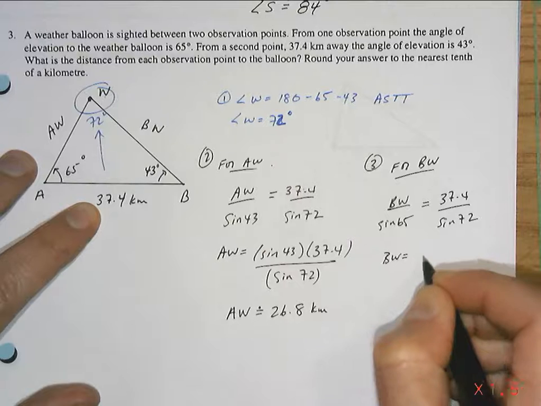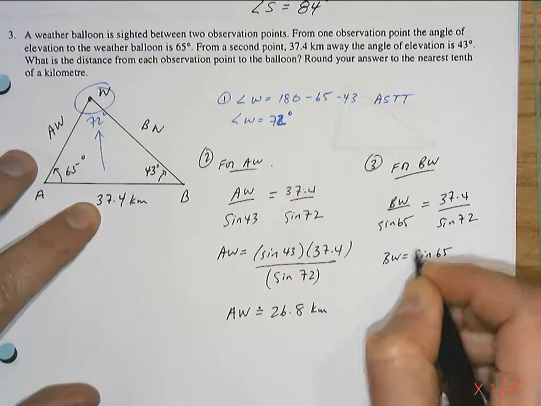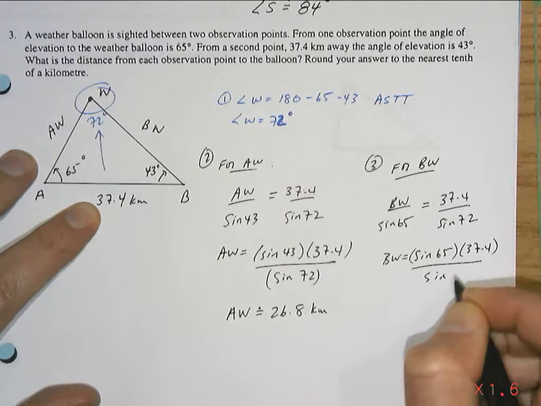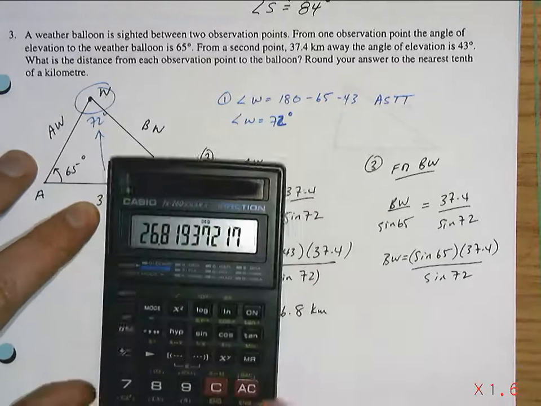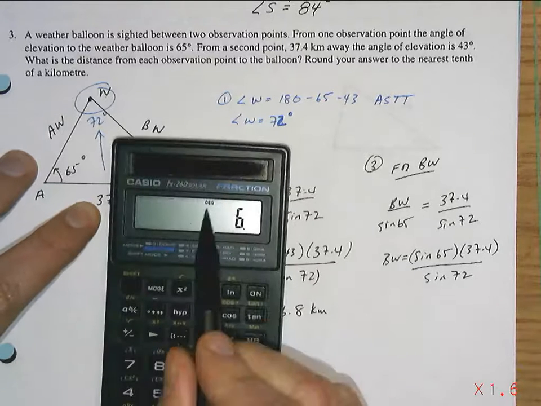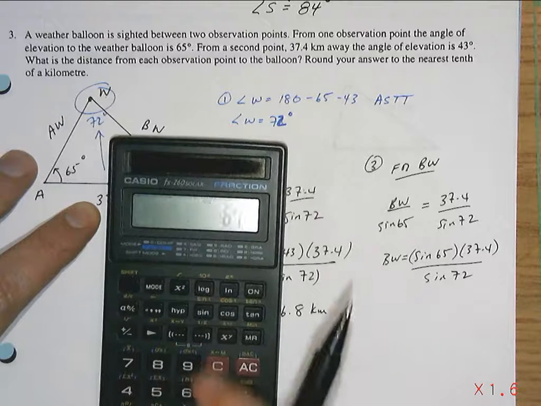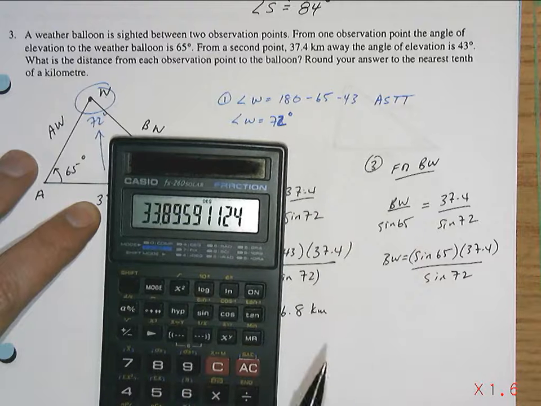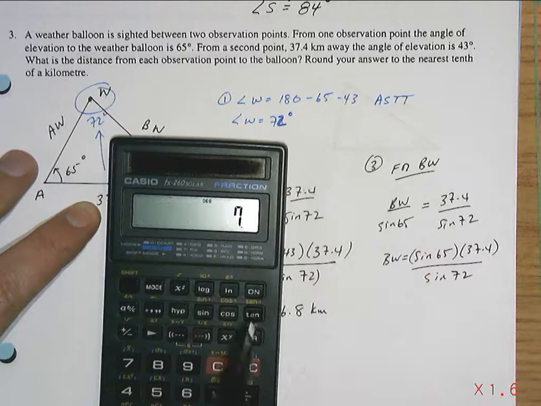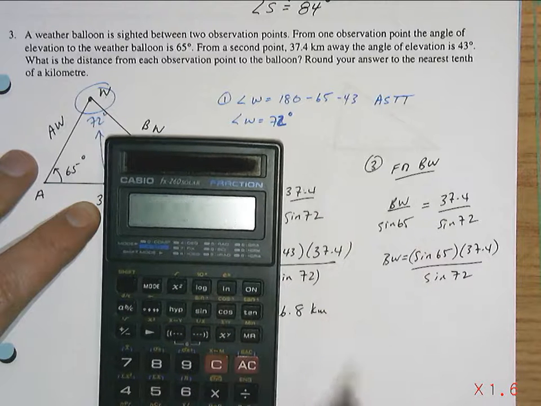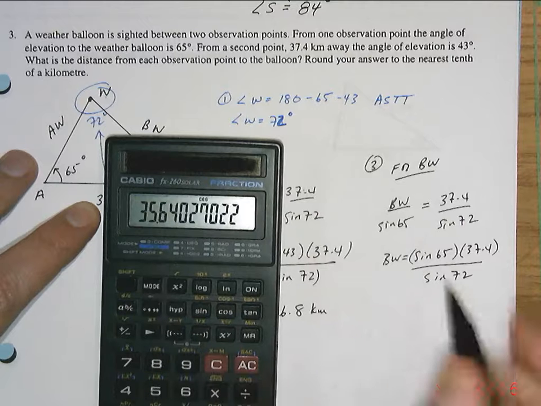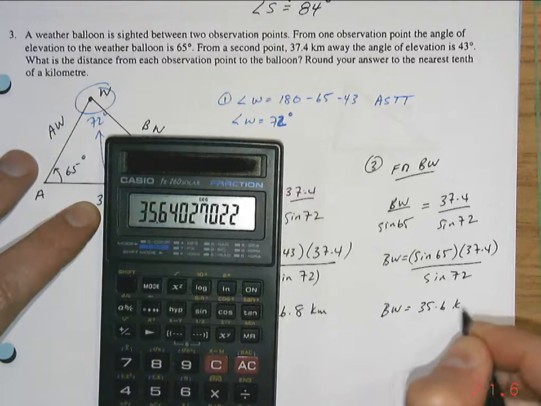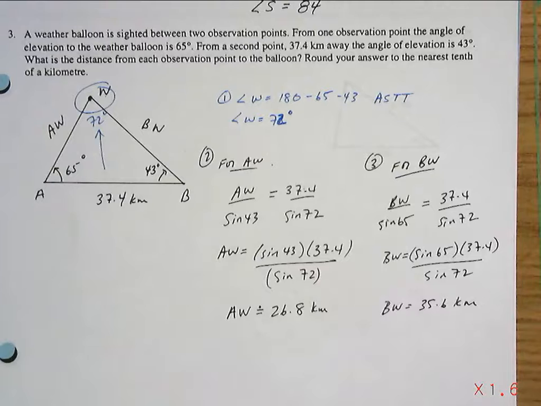BW equals sine 65 times 37.4 divided by sine of 72. Make sure you're in degrees. If you're not in degrees, you'll get everything wrong. And I come up with approximately 35.6. And those are your two answers.